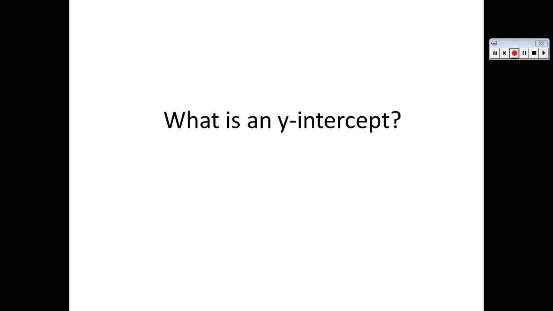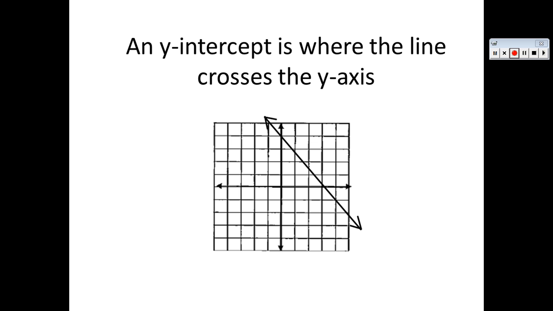What is a y-intercept? So again, pause the video, think about what a y-intercept is first, then press play. A y-intercept is where the line crosses the y-axis. So that red circle, the point in the middle, that's 0, 4, so 0, 4 is the y-intercept.